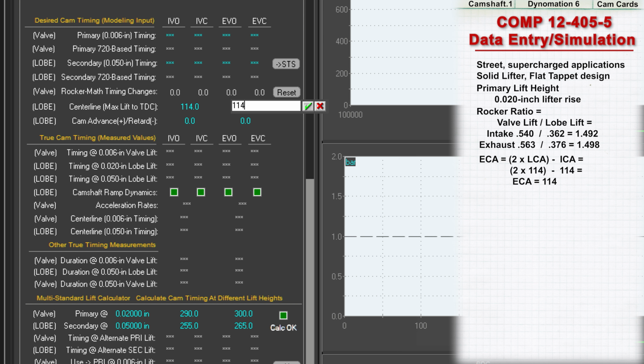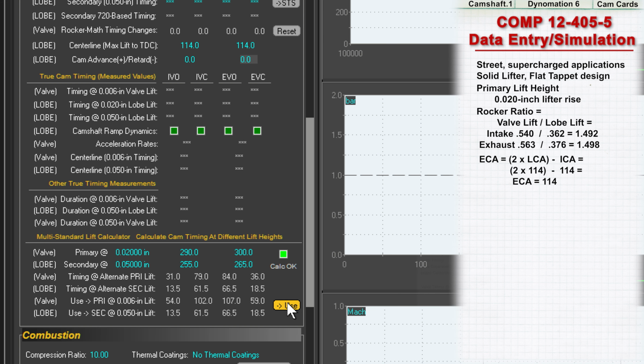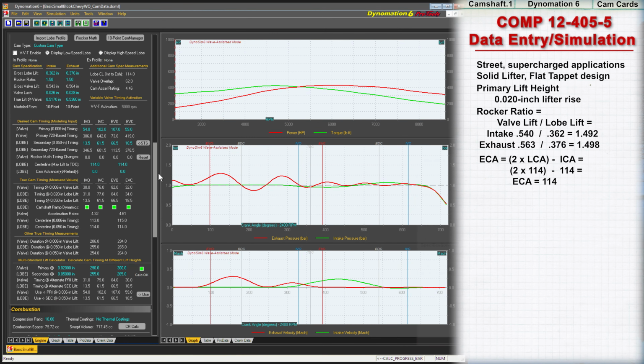Notice that with centerline data, the multi-standard calculator is able to complete its SAE timing calculations. Press the Use button again to transfer the calculated timing to the simulation. With all values entered, the engine simulation is completed. Results are displayed on the right.